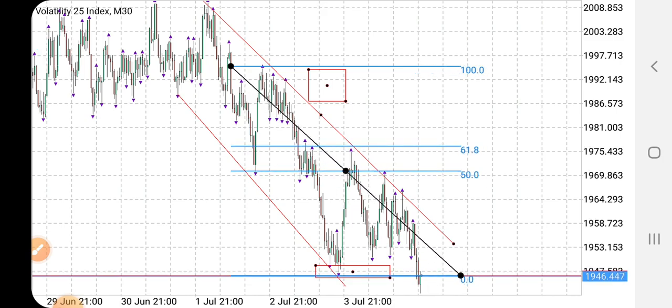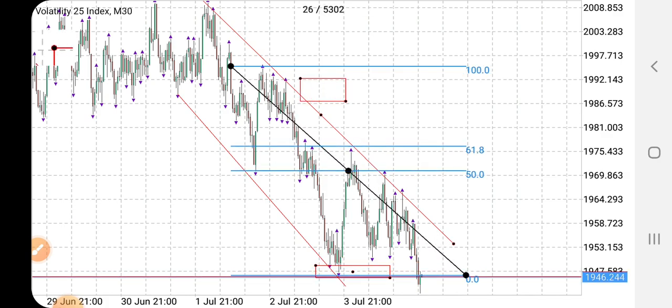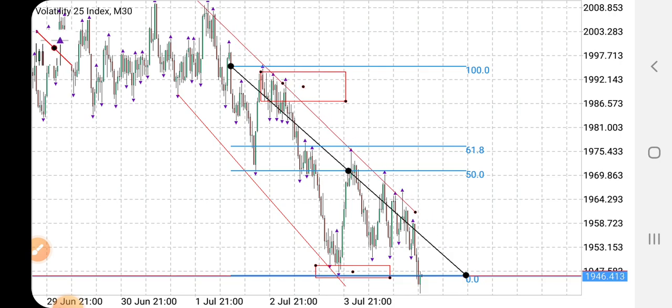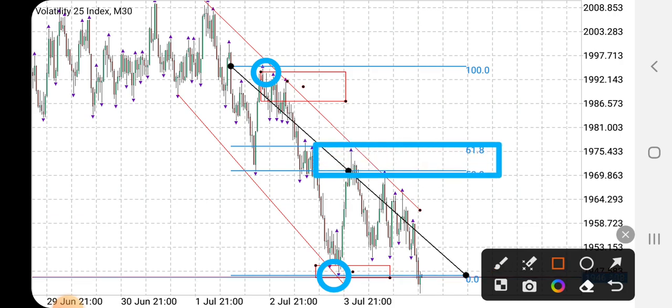So when you put it this way, you can see we have it at this fractal here, which is the high, and we have it here, which is the low. If you look carefully at the zone we are targeting, we are looking at level 61.8 and level 50. That's the level we are looking for. That's the retracement we are looking for.